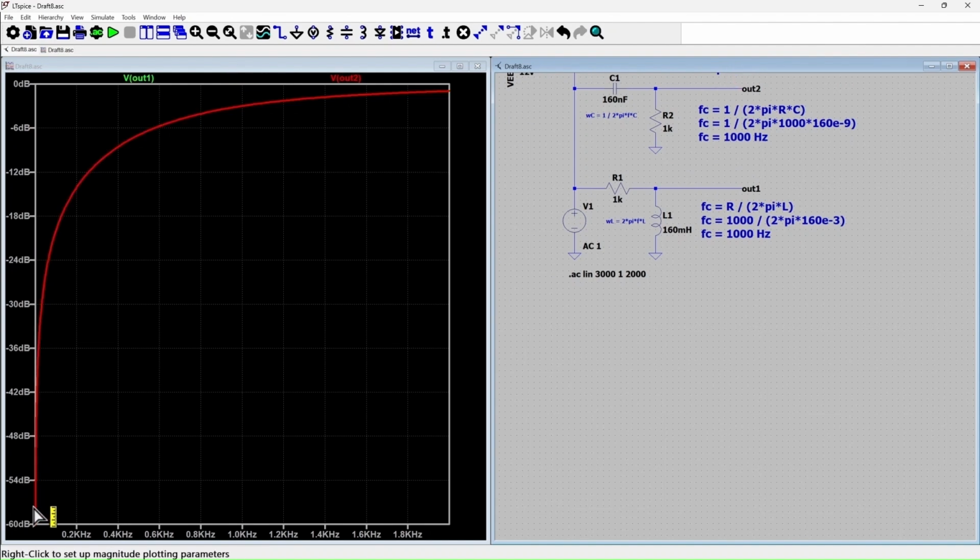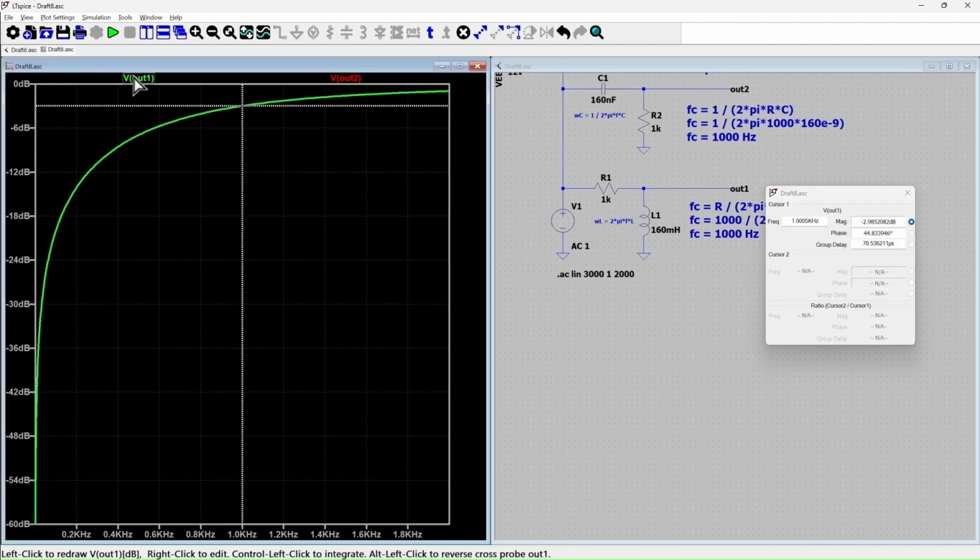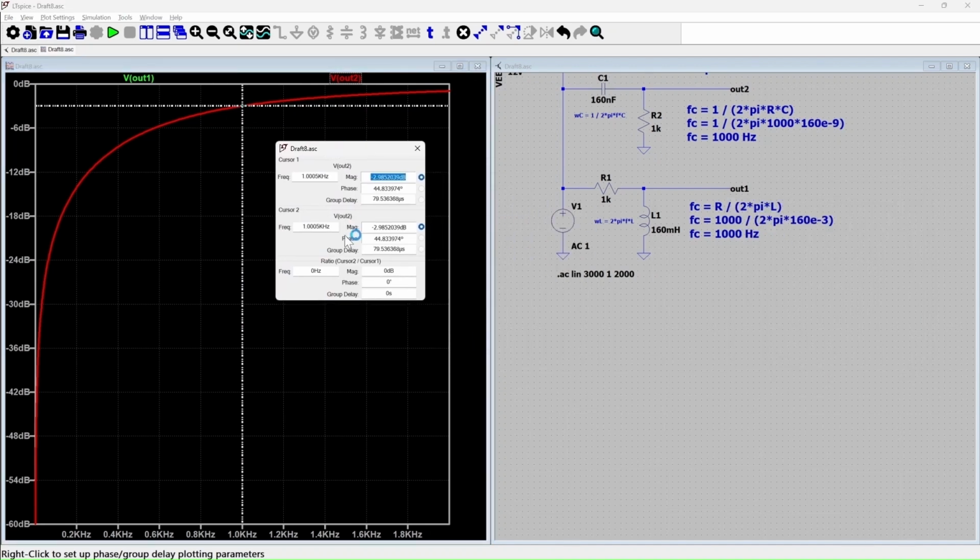Not surprisingly, it matches exactly with the previous circuit, the RL circuit. It's a perfect match. So this is the output of the RL circuit, and this is the output of the RC circuit. And as you can see, when I place the cursor here, at 1 kilohertz, the power drops by 3 dB. So hence FC is the cutoff frequency. Essentially, both these circuits are behaving exactly the same way, but the advantage in the second circuit is that we have gotten rid of this inductor.